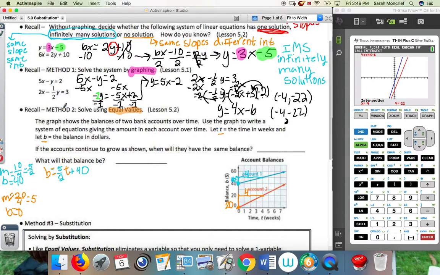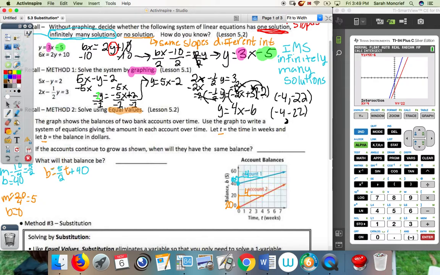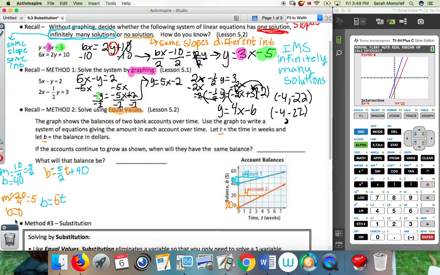All right, so my new equation using b and t this time will be b is equal to 5t. And remember, we don't have to put the plus 0 for the intercept when we're writing it out in an equation.